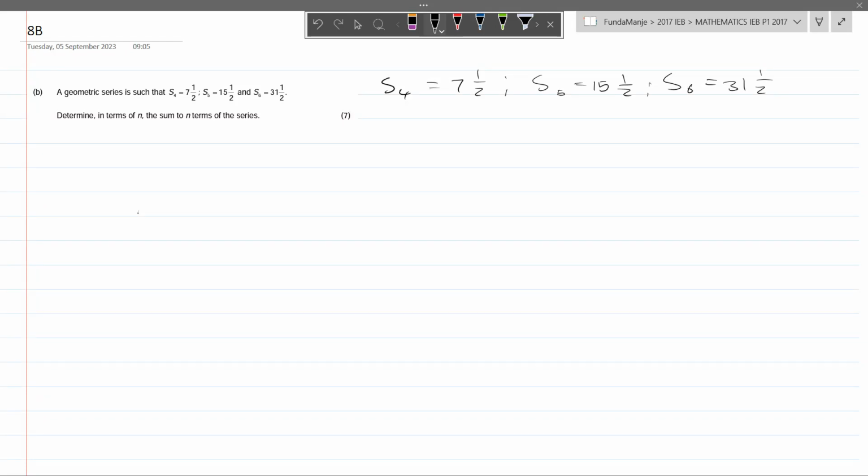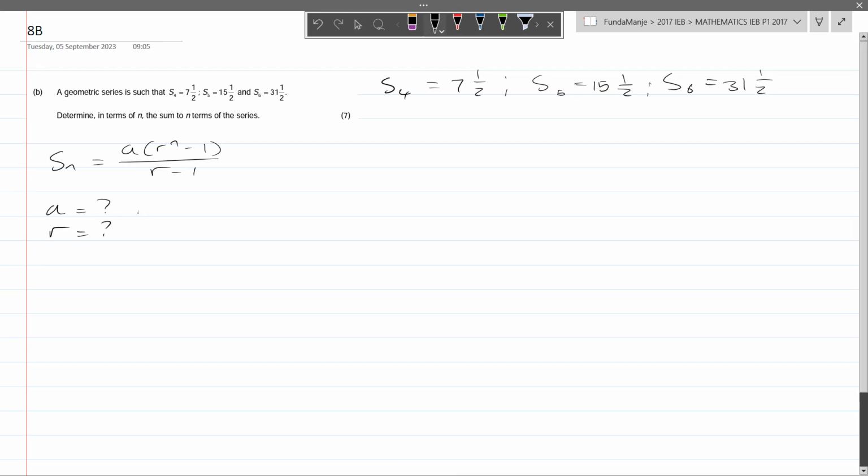8b reads: a geometric series is such that the sum of the first four terms is 7.5, the sum of the first five terms is 15.5, and the sum of the first six terms is 31.5. Determine in terms of n the sum to n terms of the series. So we are looking for Sn equals a(r to the power of n minus 1) all over r minus 1. So basically we're looking at the variables of a and r.